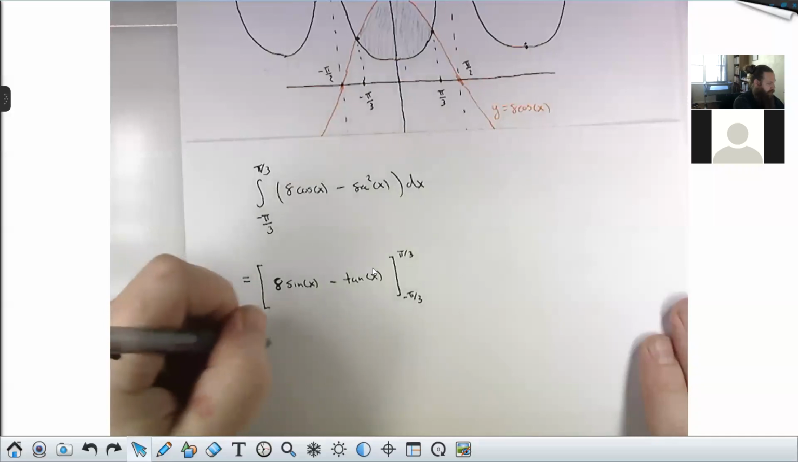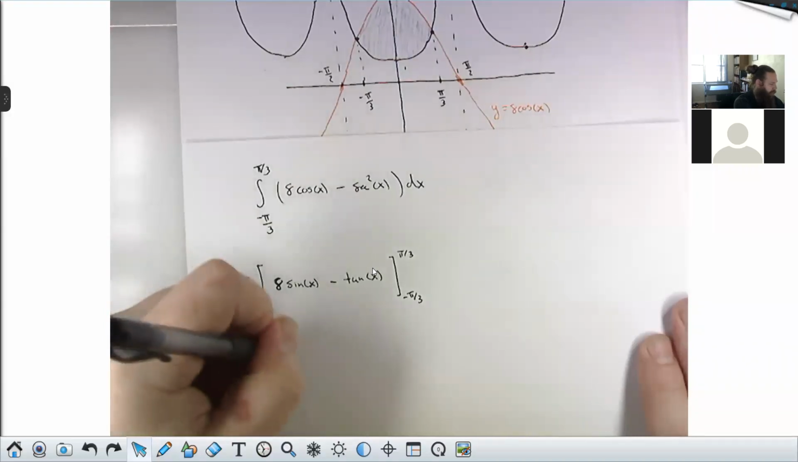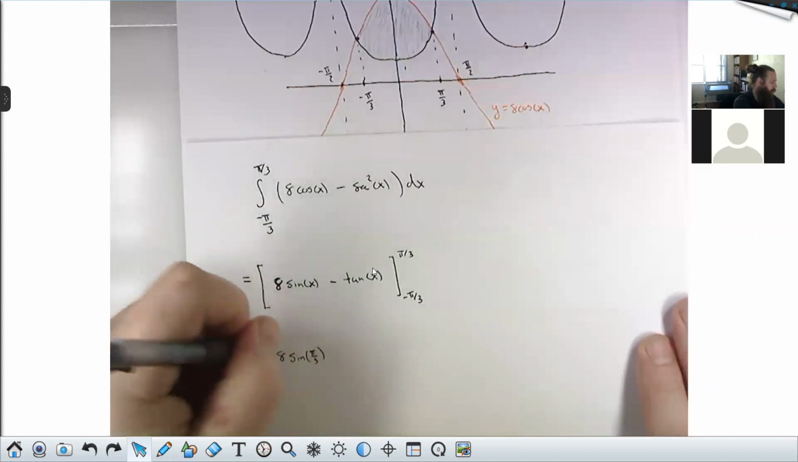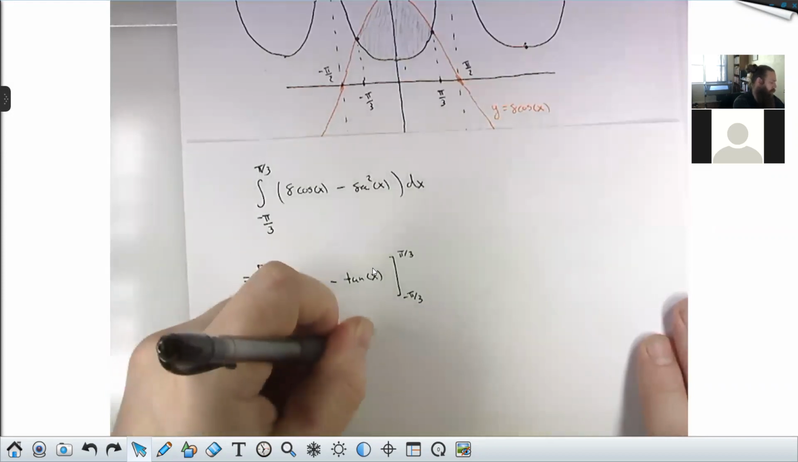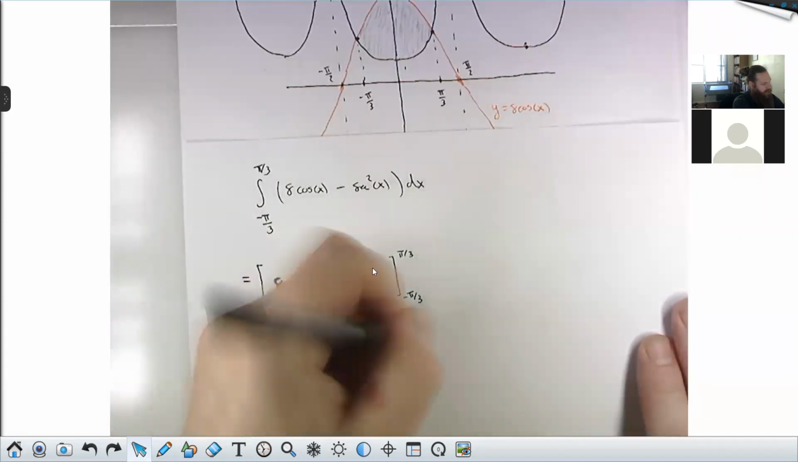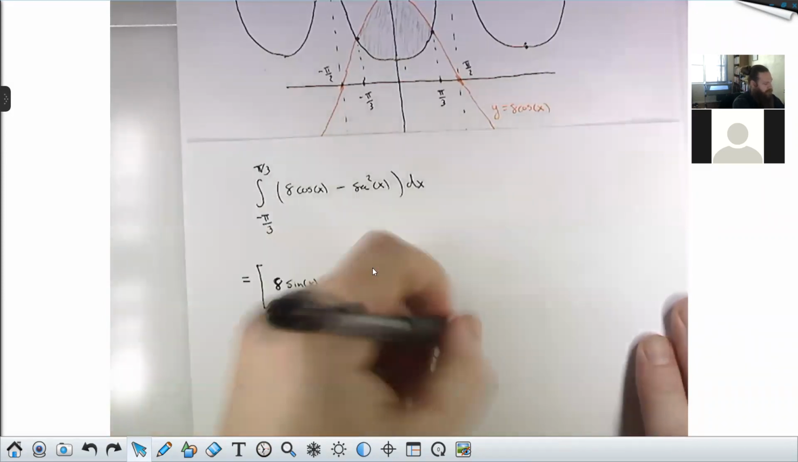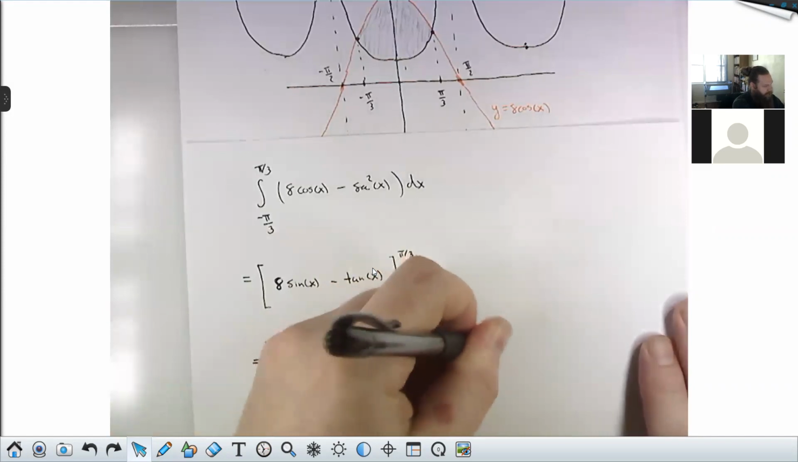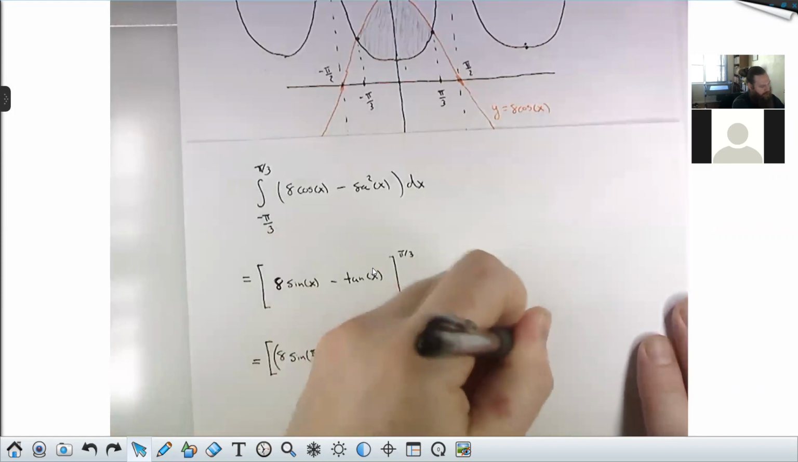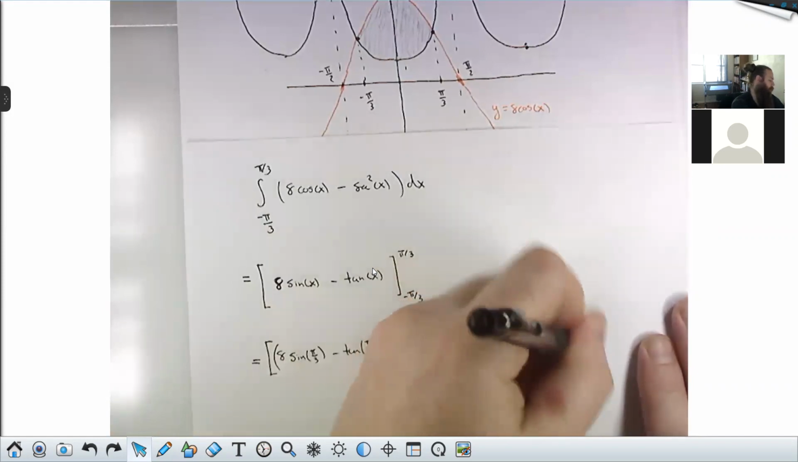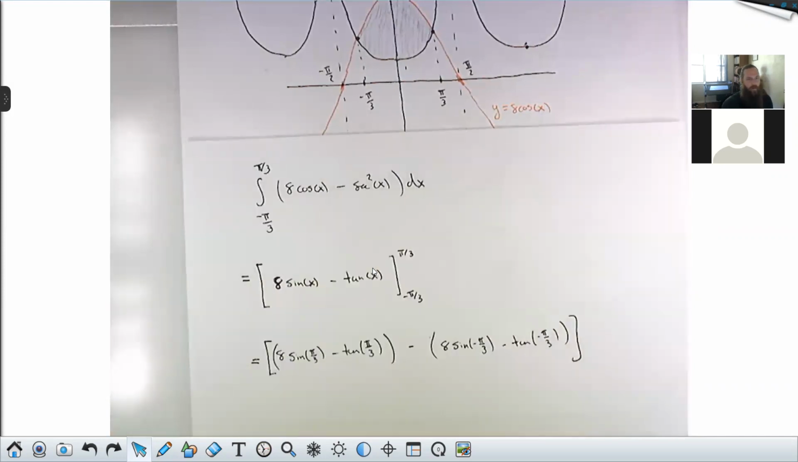Our last bit here is to evaluate between bounds. This is 8 times the sine of pi over 3 minus the tangent of pi over 3. All of that minus 8 times the sine of negative pi over 3 minus the tangent of negative pi over 3. So our last bit of work here is some unit circle stuff. What is the sine of pi over 3?